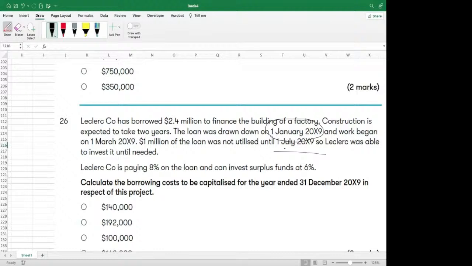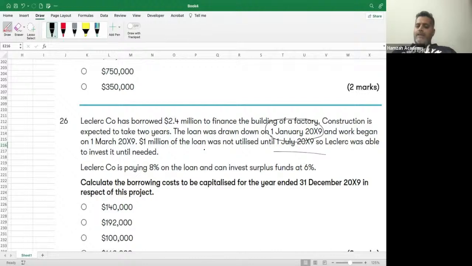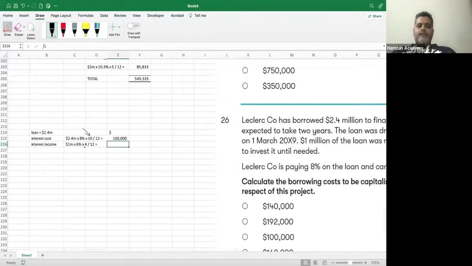So my question is that we have invested the 1 million for 6 months, right? So why am I not taking the 6 months over here in this 4? Why am I not taking the 6 over here? Why 4 over here? This is what my question is.